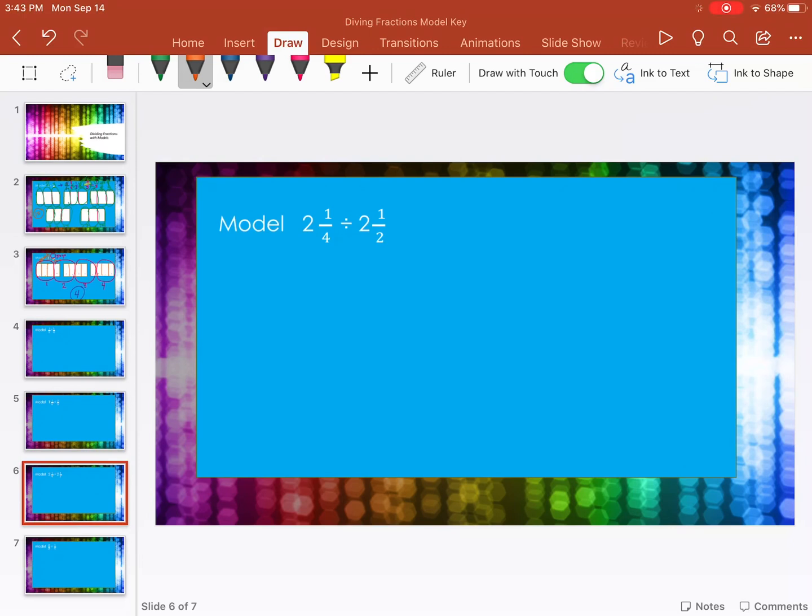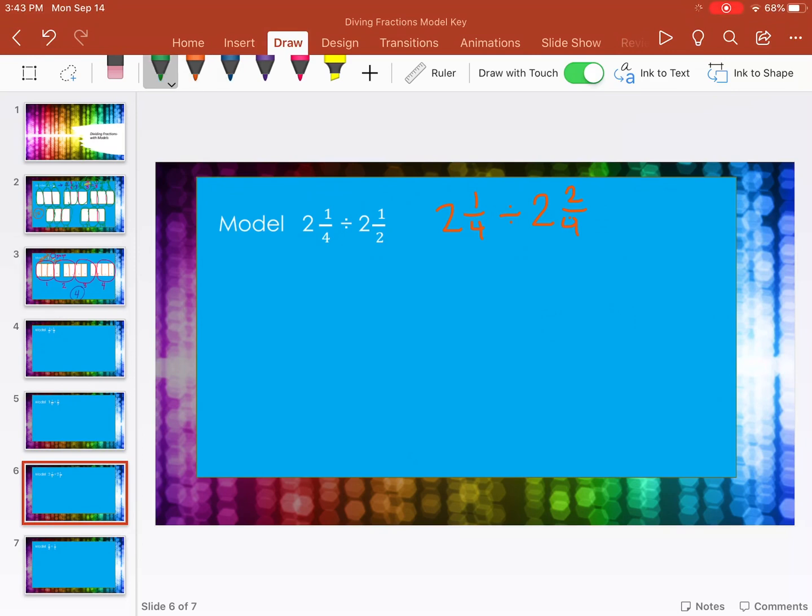Okay, 2 1/4 divided by 2 1/2. All right, we can do this. So start off by making common denominators. You go ahead and make these into common denominators. Okay, so hopefully you could see that they could both be fourths. So I have 2 1/4 divided by 2 2/4.